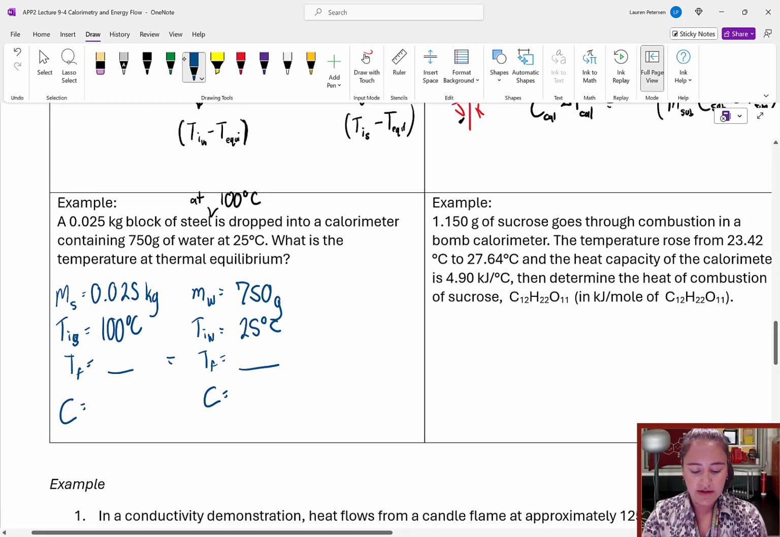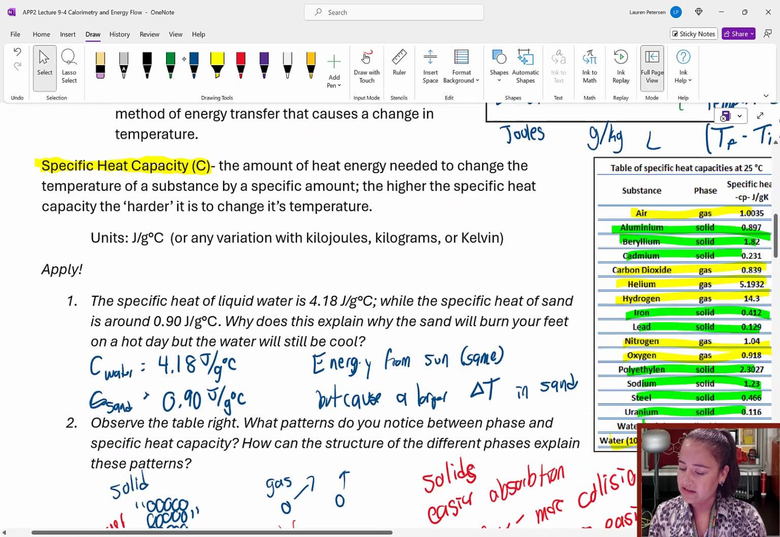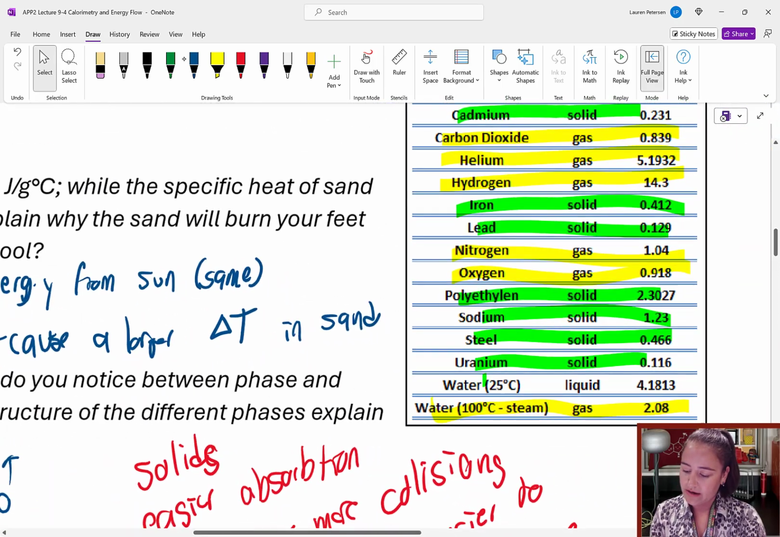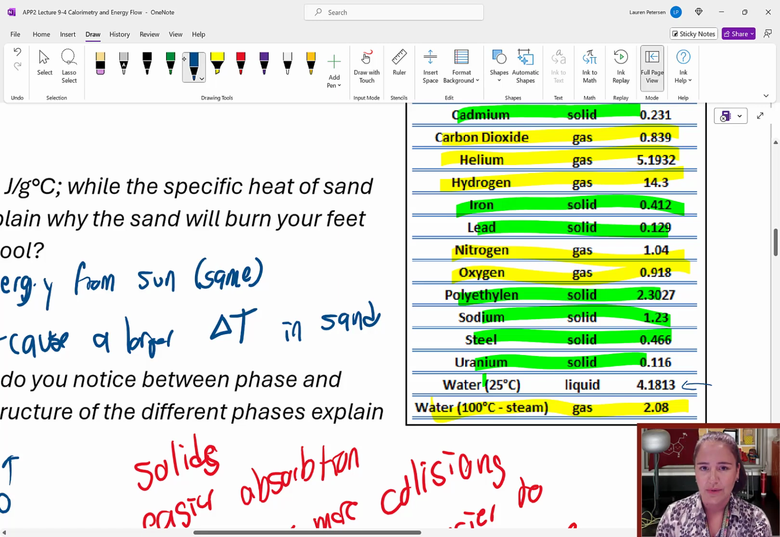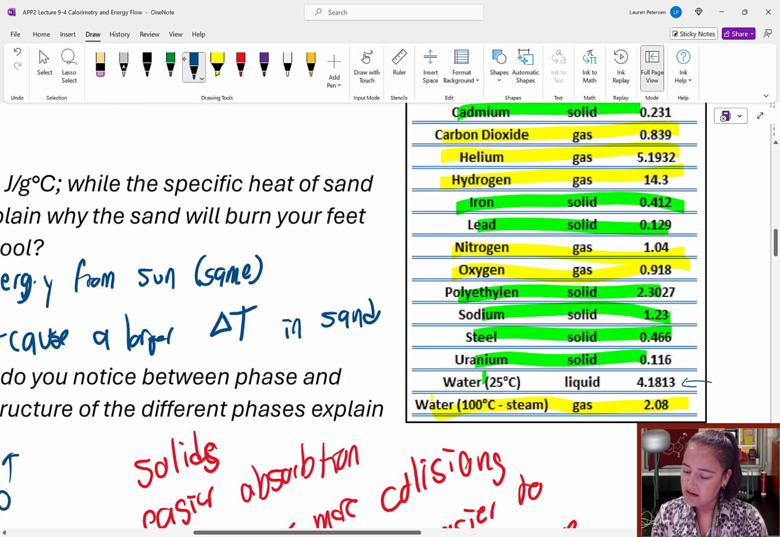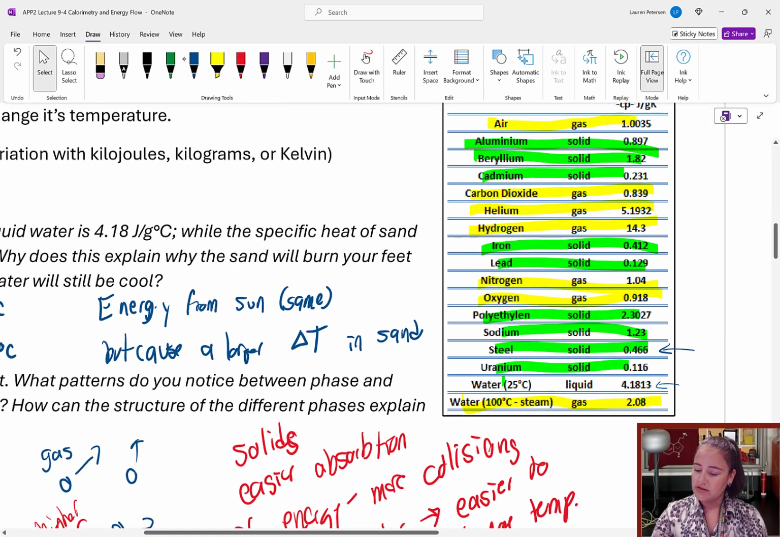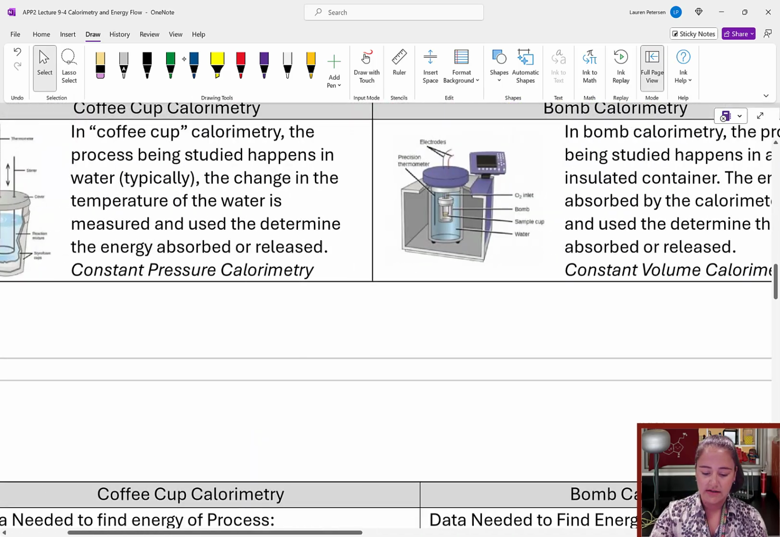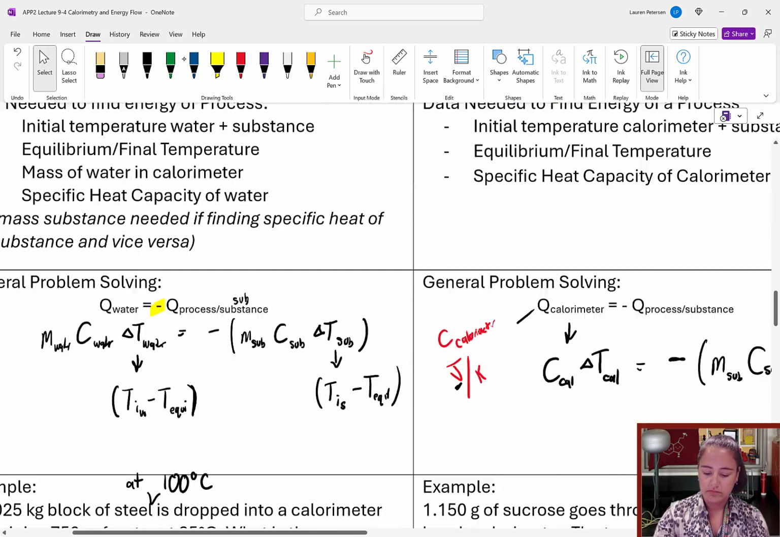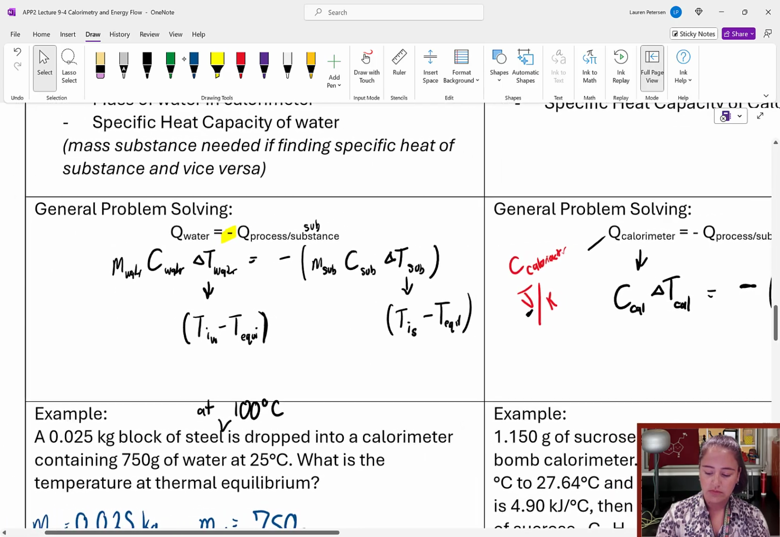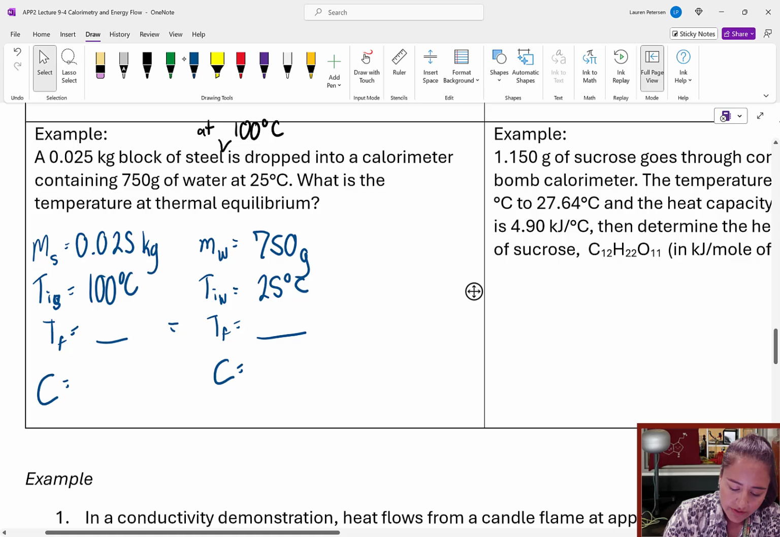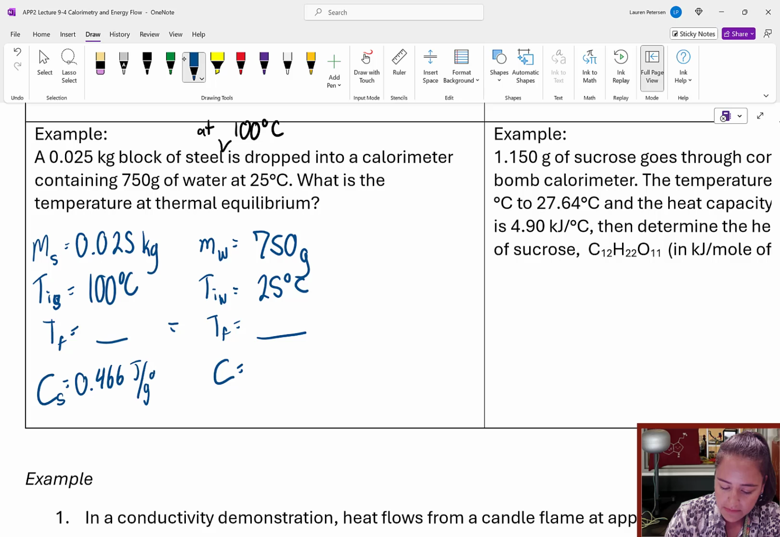Okay. So the specific heat capacity, let's see if it's in our table here. Okay, we have water is 4.18. That's a common one. We use it a lot. And then we have steel on there, which is 0.466. Okay, so the specific heat for the steel is 0.466, and that was in joules per gram degree Celsius. And water is 4.18 joules per gram degree Celsius.